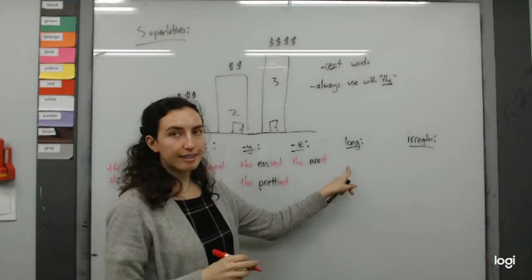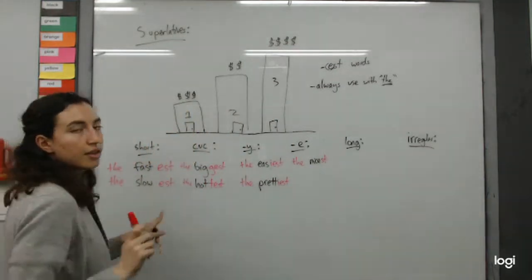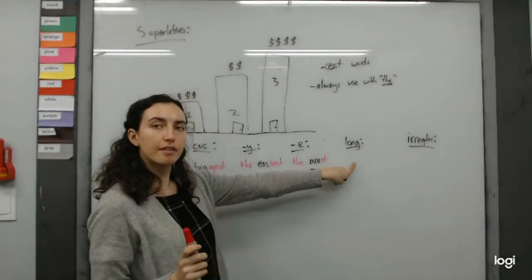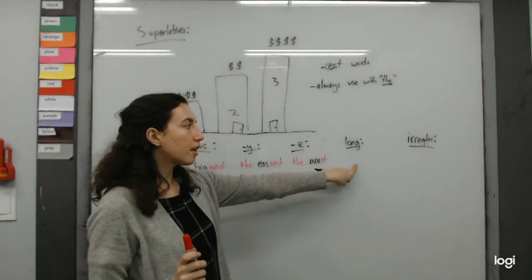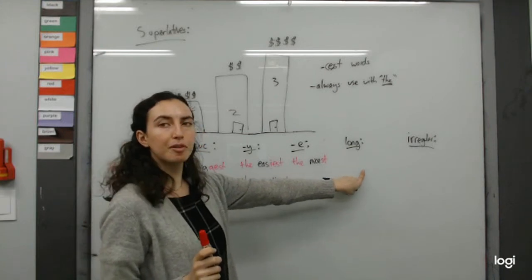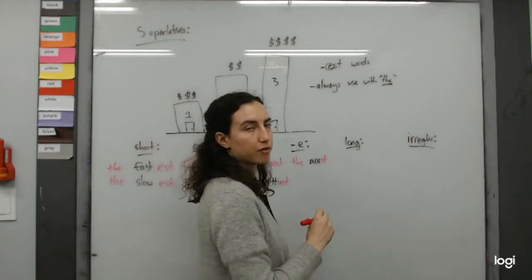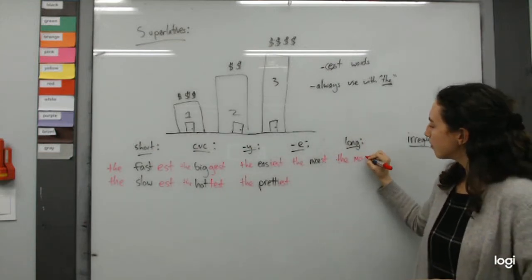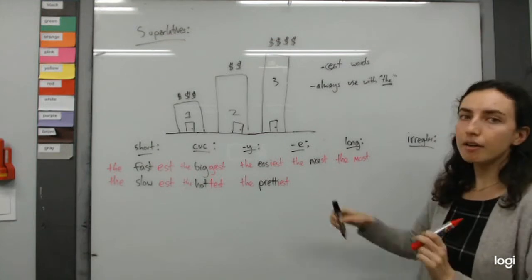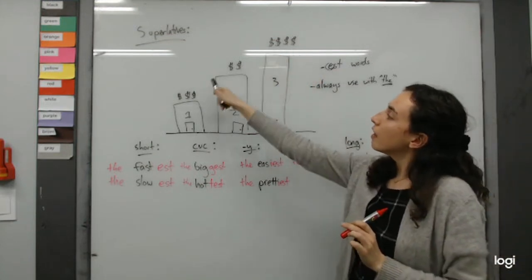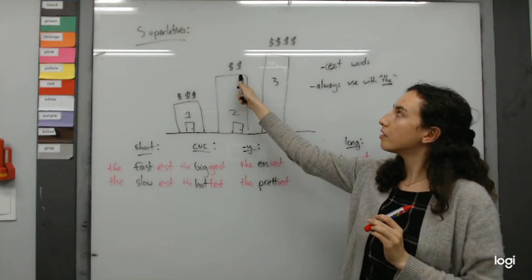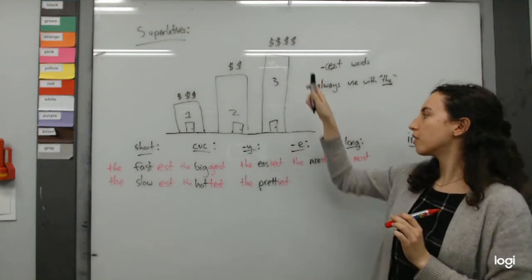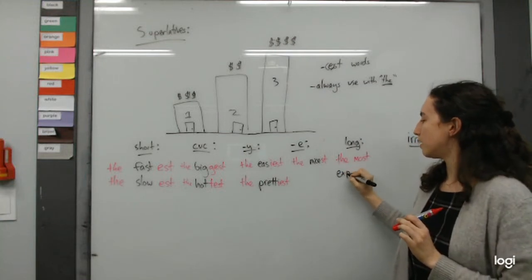And with long words, we don't use ST. For comparatives, if you remember, we use more. For superlatives, the more becomes the most, so we say the most for long words. So here we see building 3, this one $3, this one $2, and this one $4. So we can say building 3 is the most expensive.